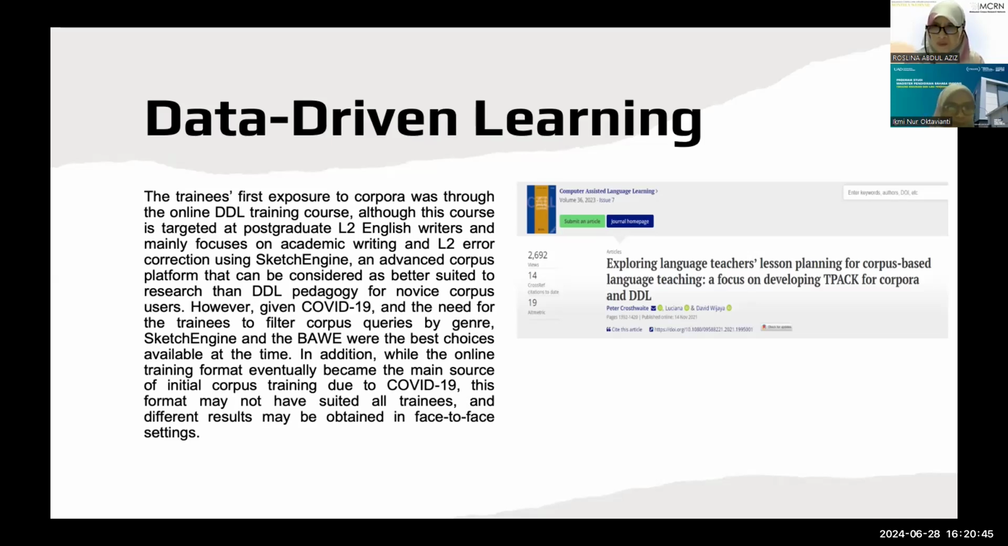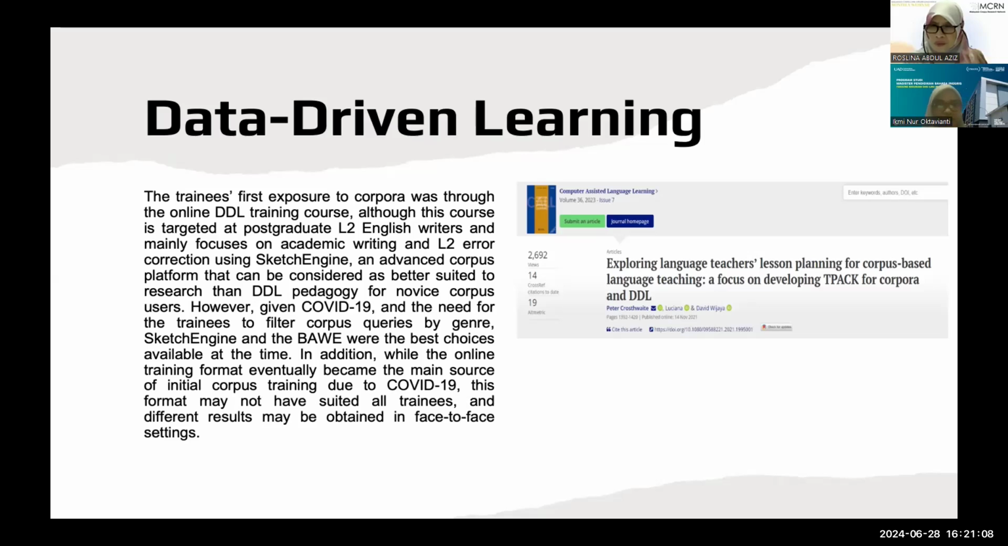But the result shows that they found it quite challenging because the course is actually targeted at postgraduate second language English writers, and mainly focuses on academic writing and second language error correction using Sketch Engine.